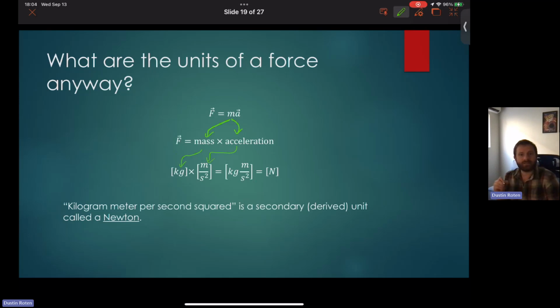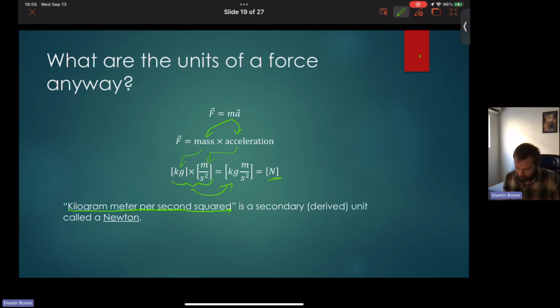That's meters per second squared. So when we multiply a mass times acceleration, we also multiply those units together. When we do that, we get kilogram meter per second squared, which I've written out here. That's literally the units of a force: kilogram meter per second squared. Luckily, we combine these units and we call it a Newton.